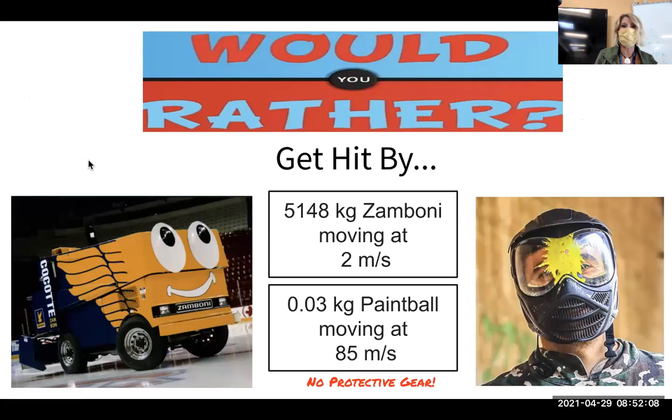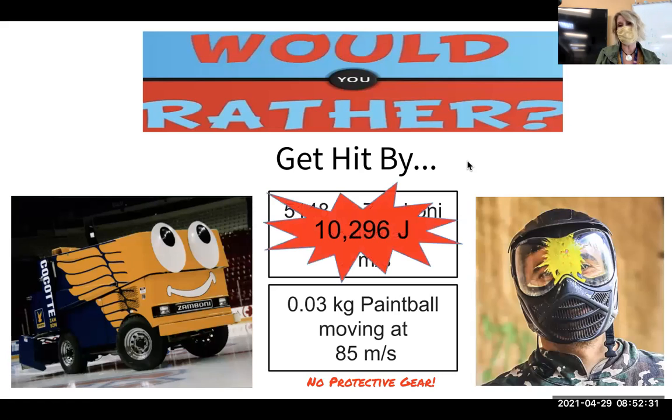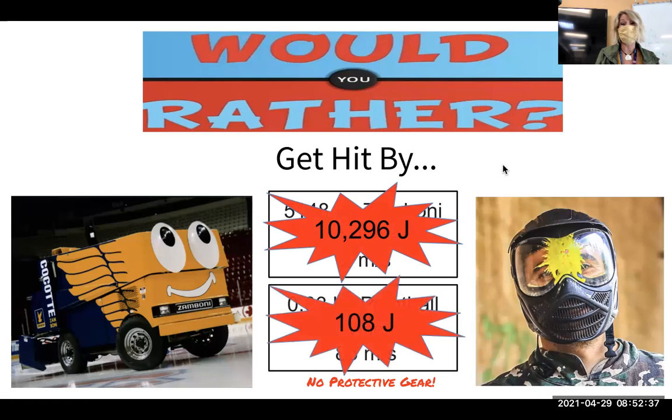All right, so back to the end. Would you rather get hit by this tremendously large Zamboni moving at 2 meters per second, or this very tiny paintball moving at 85 meters per second? So if we use the kinetic energy formula, and you're welcome to pause this video now and do that, you will see that the amount of kinetic energy in our Zamboni is 10,296 joules, while the amount of kinetic energy in our paintball is only 108 joules. So a great deal more kinetic energy in our relatively slow moving Zamboni.